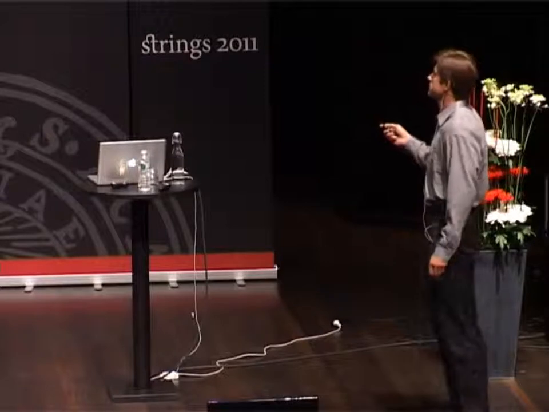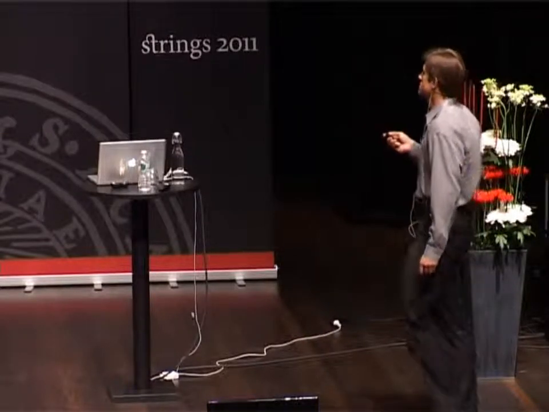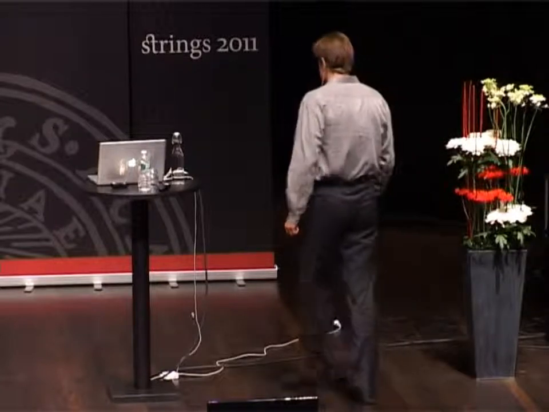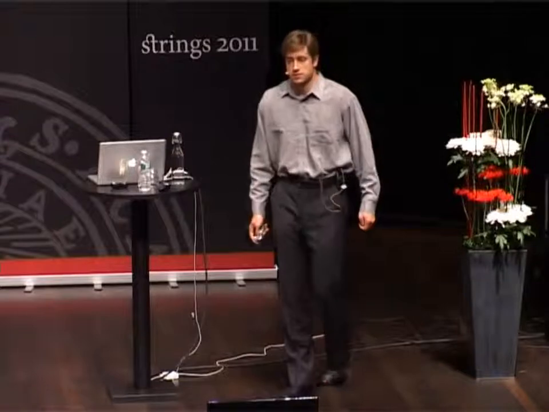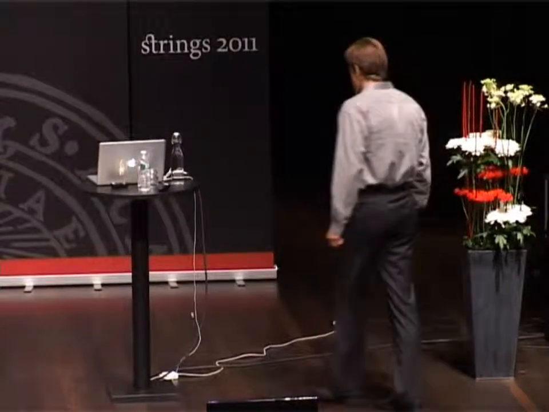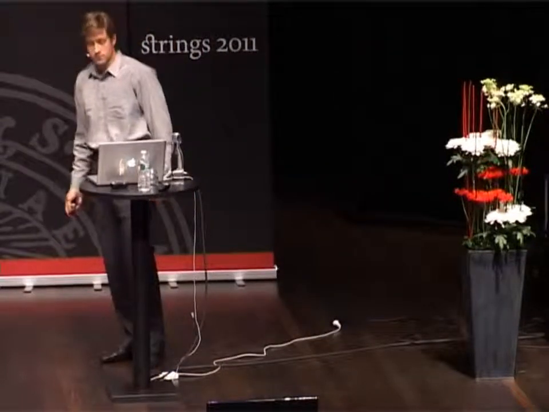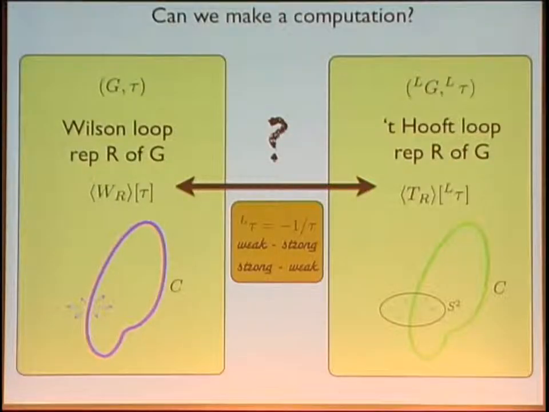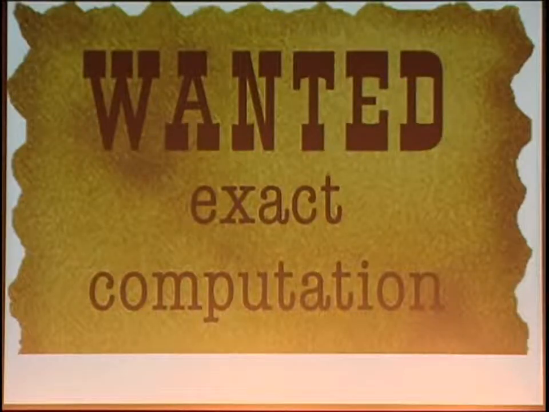The electromagnetic duality is a complicated weak-strong duality, so it maps a weak coupling constant to a strong coupling constant. And therefore, all methods which rely just on perturbation theory will not work. We need something more powerful. We need something to go into the domain of strong coupling constant and still be able to get exact results there. So we want exact computation.